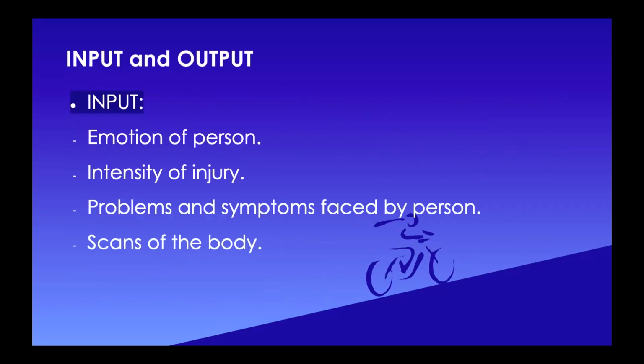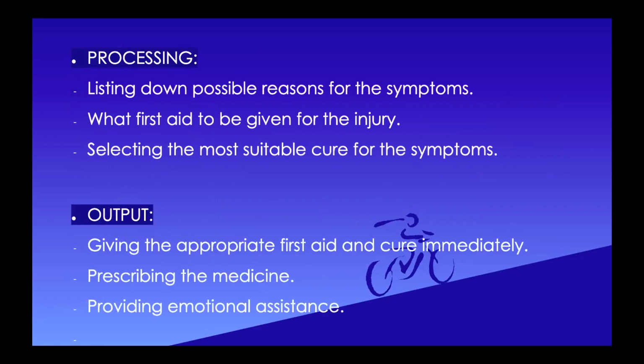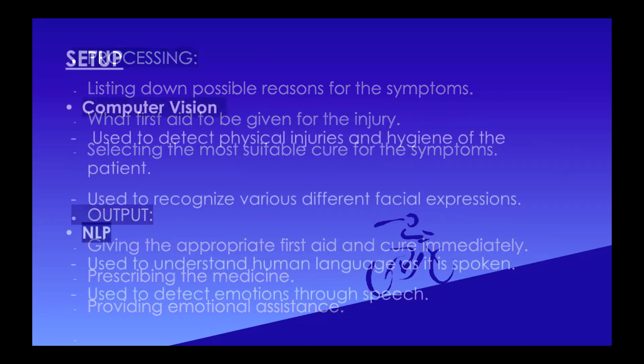So input and output. So what will the machine input? The machine will input motion of a person, intensity of injury, problems and symptoms faced by a person, and scans of a body. Process. The machine will process, listing down the possible reasons for the symptom, what first aid to be given for the injury, and selecting the most suitable cure for the symptoms. Output. What will the machine give in return is giving the appropriate first aid and cure immediately, prescribing the medicine, and providing emotional assistance.